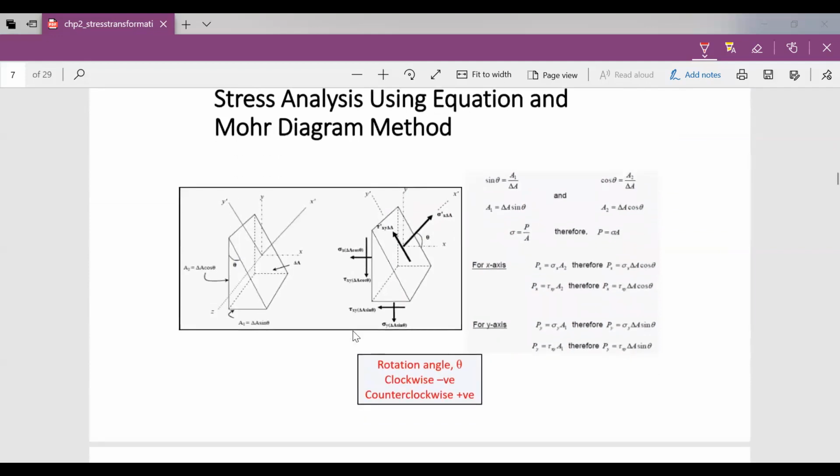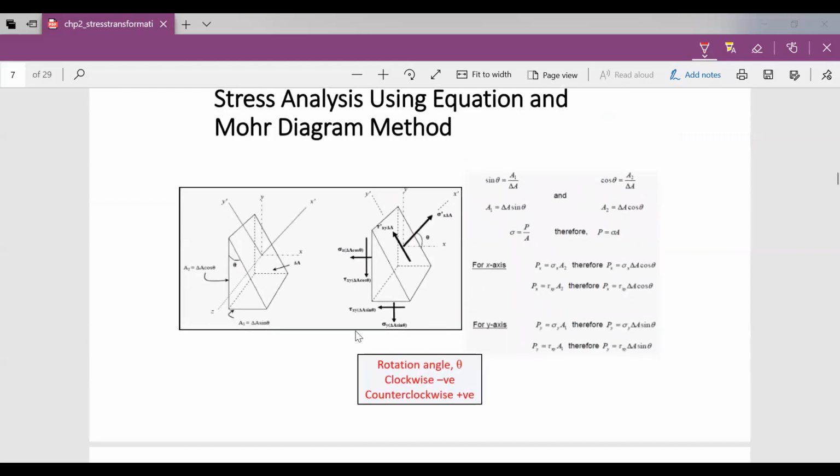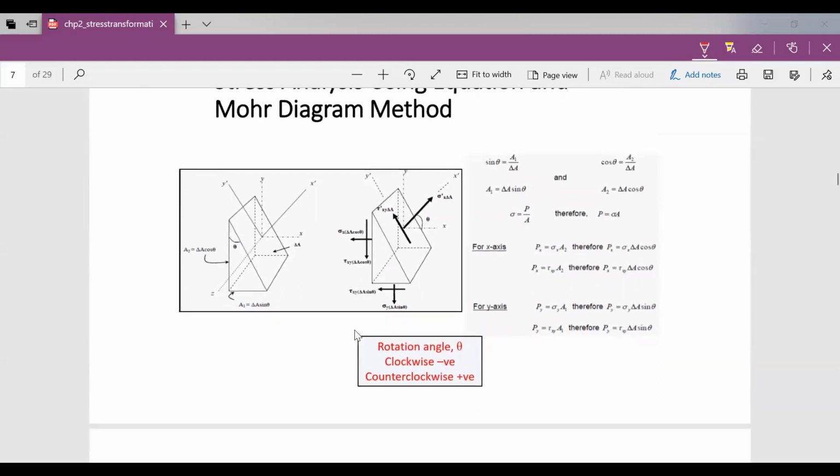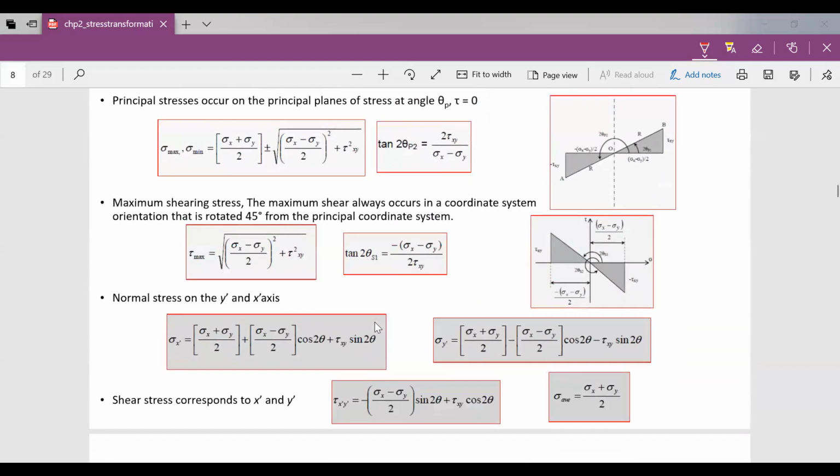The main purpose of this chapter is that we need to analyze the stress. To analyze stress we use two methods: one is the equation method, and the other is the Mohr's circle diagram method. Both methods are very important, and you need to get the same answer in both. In today's video, we're going to show you how to use the equation method. Before we go to the equation, let's study this equation first.